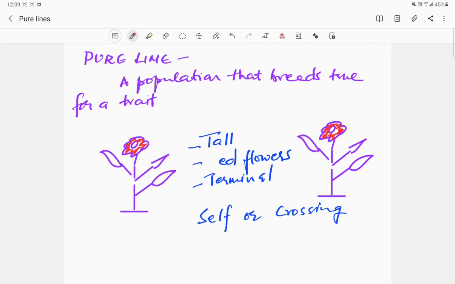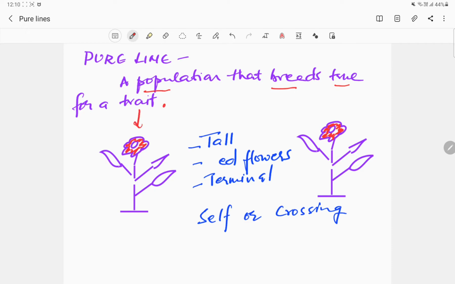Now, a pure line in genetics refers to a population, basically members of a species. A population is made up of many members of a species, just like we have a human population. So, what is a pure line? Once again, a population that breeds true for a trait. Now, let me elucidate it by using an example.